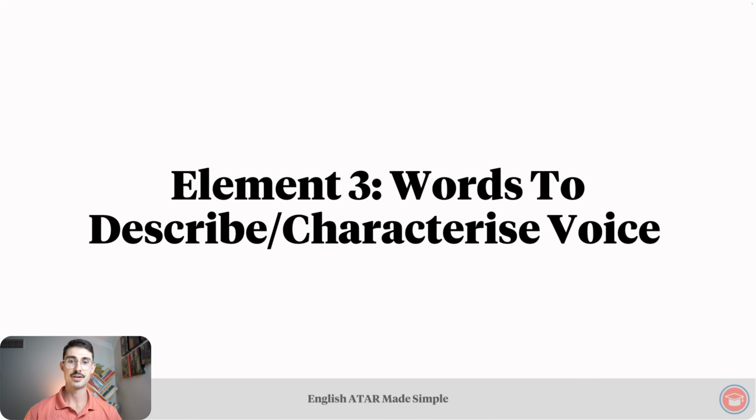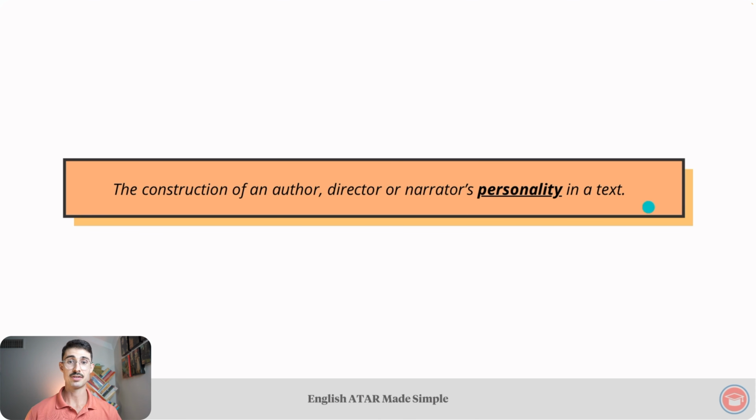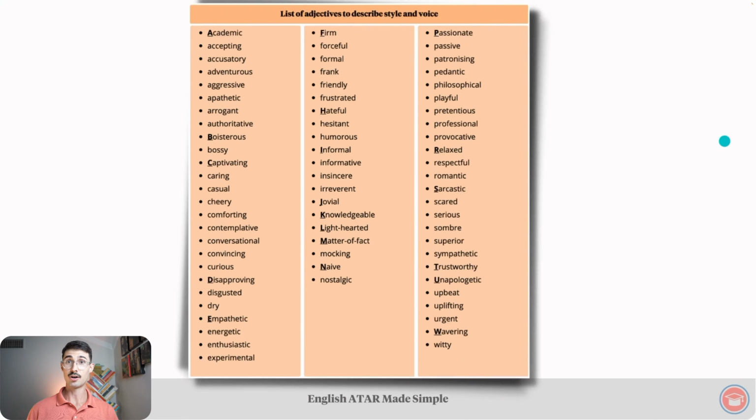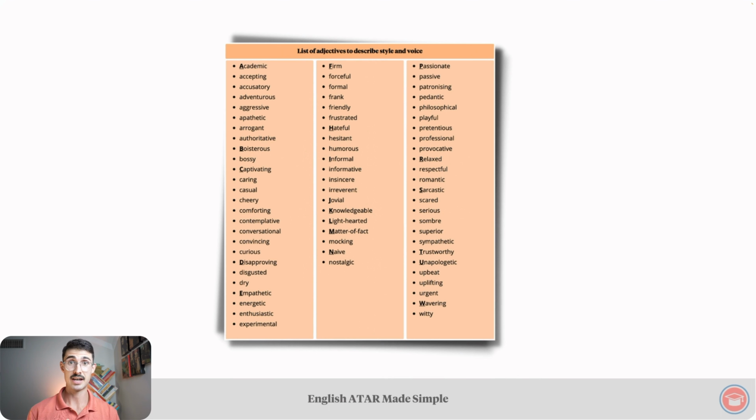Moving on to element 3, which is words to describe or characterize voice. This element relates to this part of our definition. It relates to the word personality. And remember that first key takeaway of the lesson, voice equals personality. Another key takeaway is that you should use adjectives to describe an author, director, or narrator's voice. In English ATAR, it's very important to describe the nature of the voice. And the easiest way to do this is by using an adjective or adjectives. Hopefully, you'll recall that we looked at this table at the beginning of this module in the lesson on style.